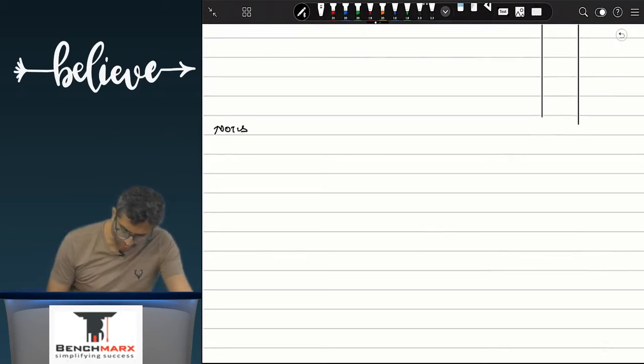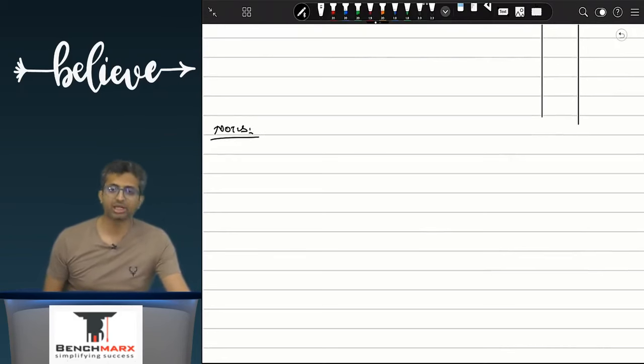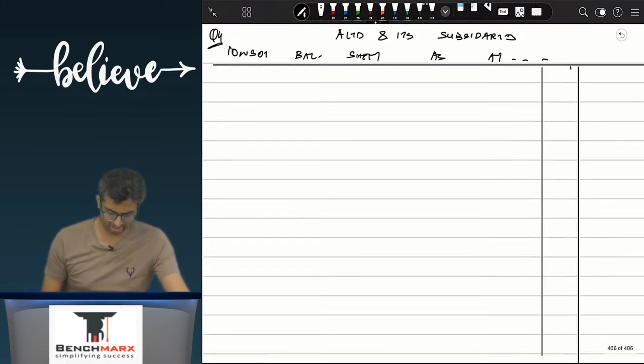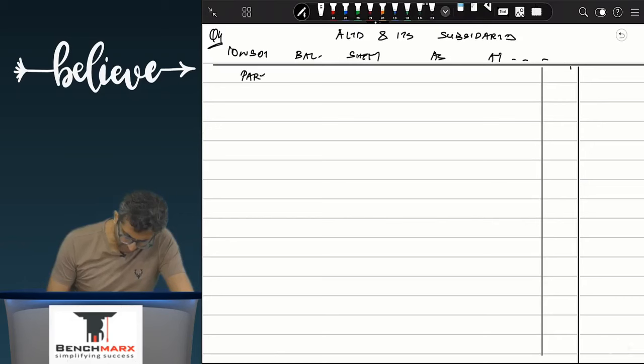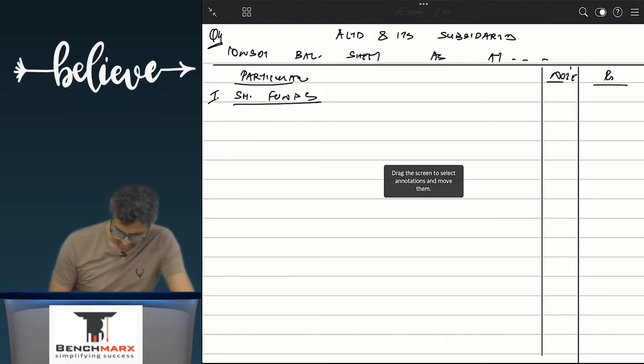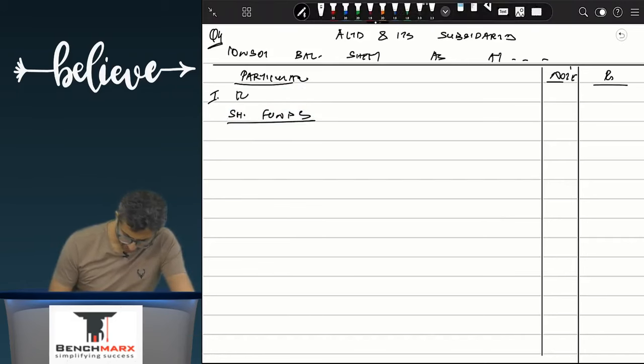What did we do in notes? First we have the share capital, reserves and surplus. So let's say there is a note for share capital, a note for reserves and surplus, and then all assets and all liabilities. So over here, there are particulars, notes and rupees. First, you will have shareholders' funds, under equity and liabilities, within which you have share capital, I'm just writing this in short, and reserves and surplus.